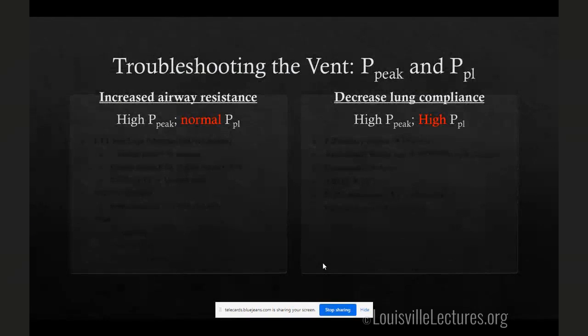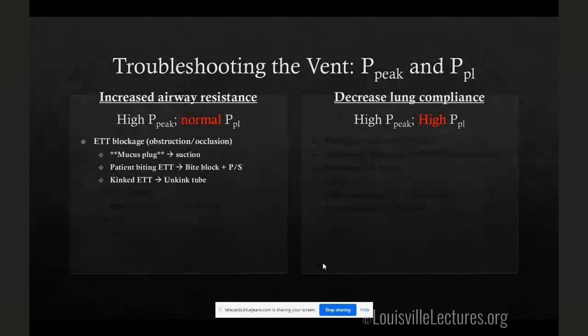So what does that mean for you, though? These are just numbers to you right now. If you have a high peak pressure, so above 35, but your plateau pressures are normal, so below 30, what should you think about? Well, you should think about endotracheal tube blockage, specifically mucus plugging and secretions. So suction the patient or call someone to help suction the patient for you. Is the patient not well sedated, and do they not have a bite block in place? Sedate them. Is the ET tube kinked? You should unkink the tube. Basically, it's what are the causes of increased airway resistance when you have a high peak and normal plateau.